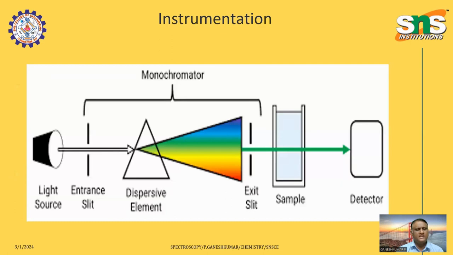So this region, that is the monochromator, which includes the entrance slit, the dispersive medium, either a grating or a prism, and the exit slit, plays a very important role in selecting the wavelength. The light source also plays a major role, which helps to give a region in which the light can be produced at a desired wavelength.